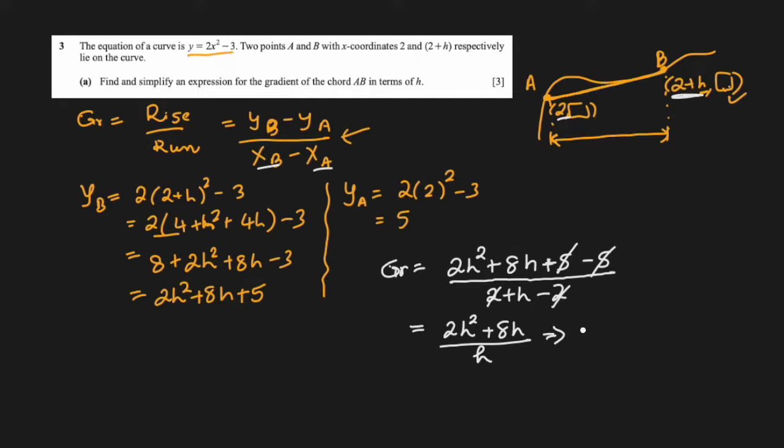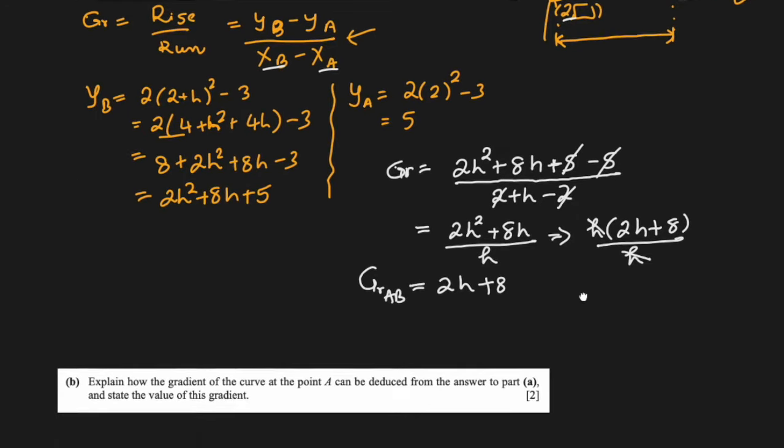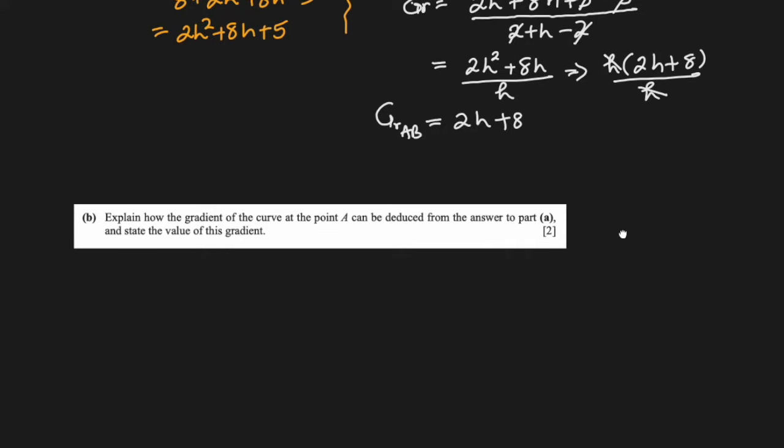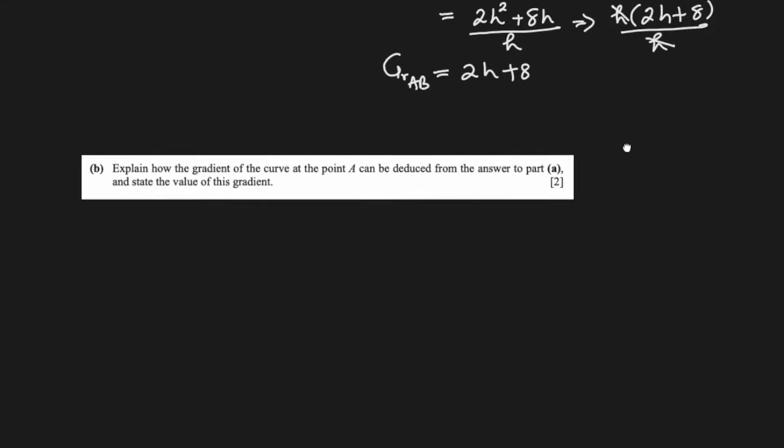And now we can take h common in the numerator. It will be h times 2h plus 8, divided by h, and the h and h cancel out. We got it. The gradient of AB is 2h plus 8. By the way, this is also called the first principles method, and that may not have been taught to you, so I'm not going into detail of that.